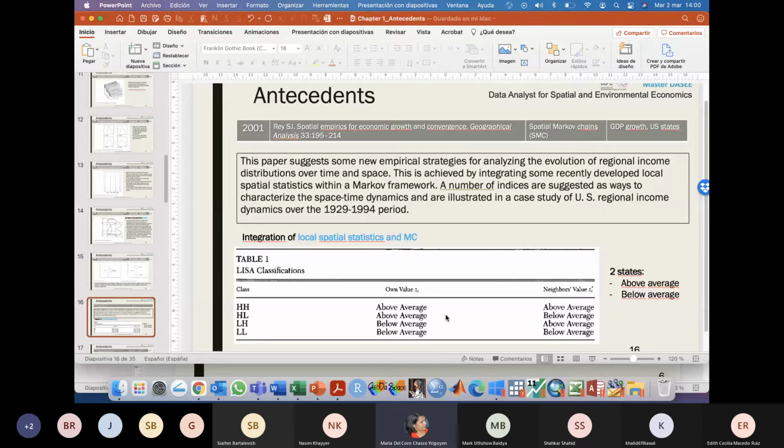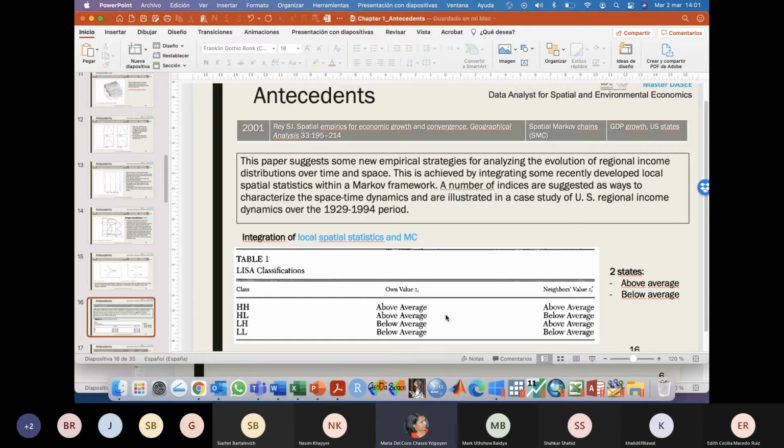This paper suggests some new empirical strategies. It introduced new strategies for analyzing the evolution of regional income distributions over time and space. This is achieved by integrating some local spatial statistics, these LISA statistics, within a Markov framework. A number of indices are suggested as ways to characterize the space-time dynamics and are illustrated in a case study for the US regional per capita income dynamics.